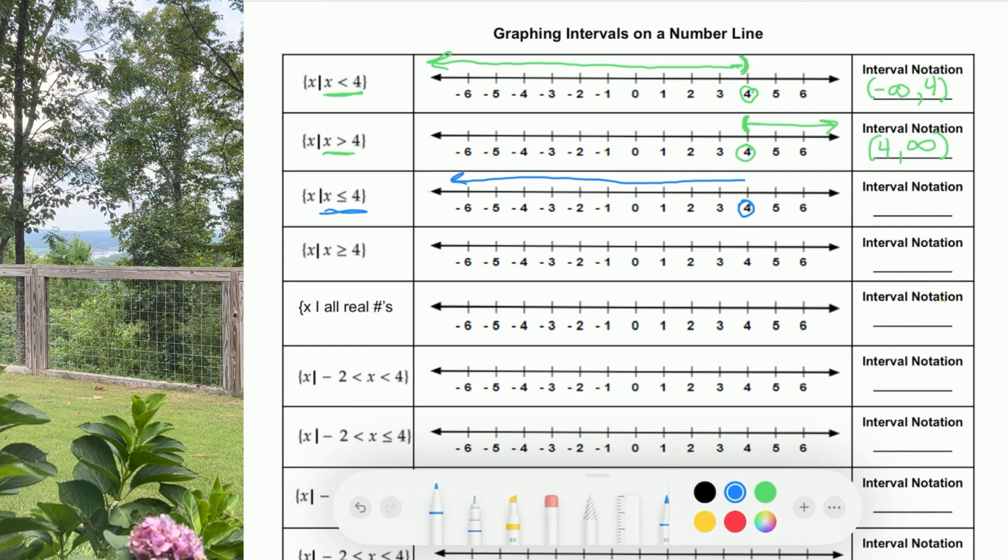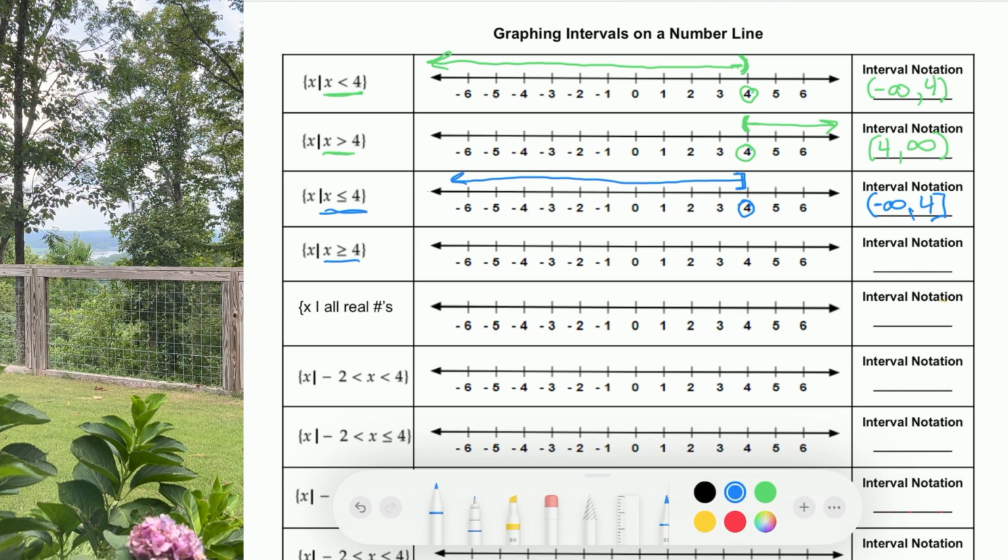But 4 is included this time because it says or equal to. So instead of a parentheses, I'm going to have the bracket, because the bracket indicates that 4 is also part of the solution set. The way we'll write this is parentheses, negative infinity. Remember, parentheses is always with the infinities, comma, 4, bracket.